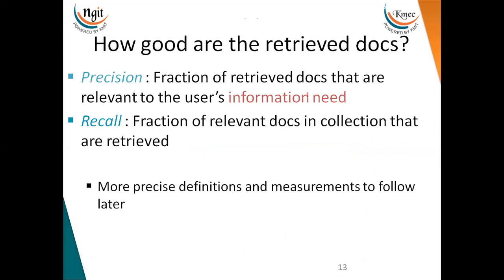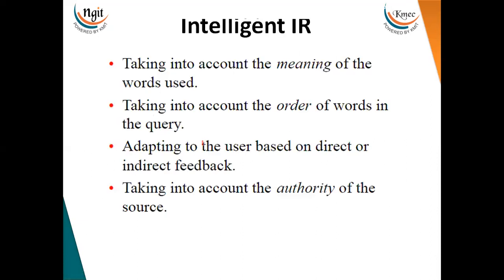So here, how good are the retrieved documents? That I'm going to evaluate using two parameters: one is precision and another one is recall. Precision means what? Out of the retrieved documents, I consider only the relevant documents, only that fraction which is satisfying my information need. That is precision. And recall means what? It is the fraction of the relevant documents in the collection that are retrieved. So remember these two definitions, which are used to evaluate my information retrieval system.